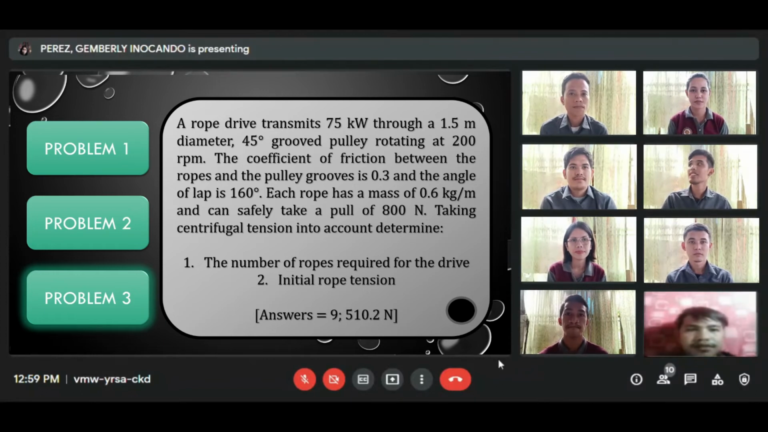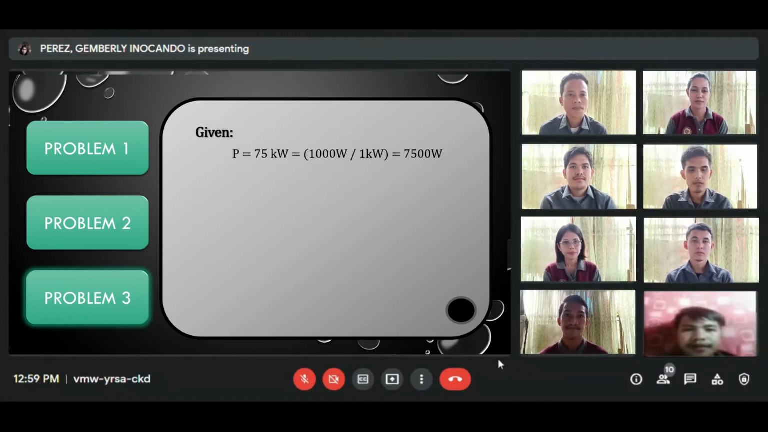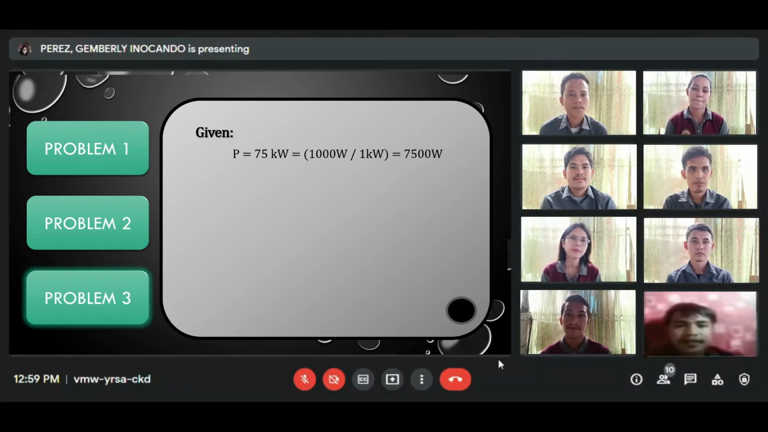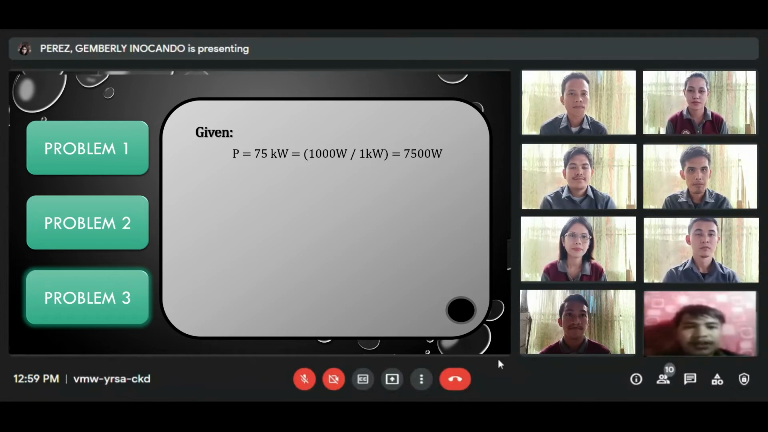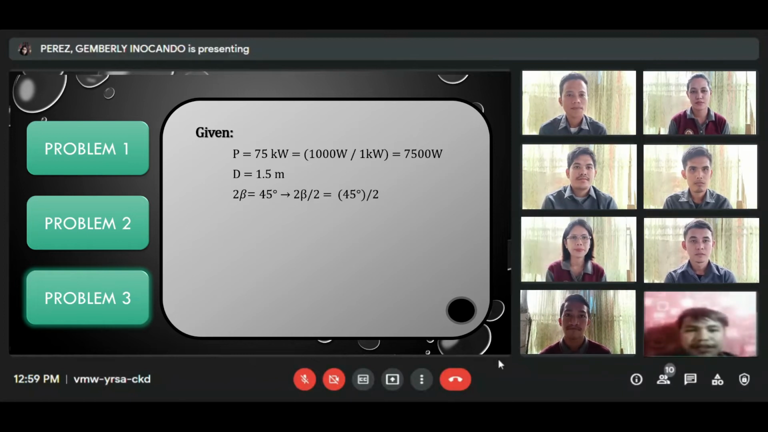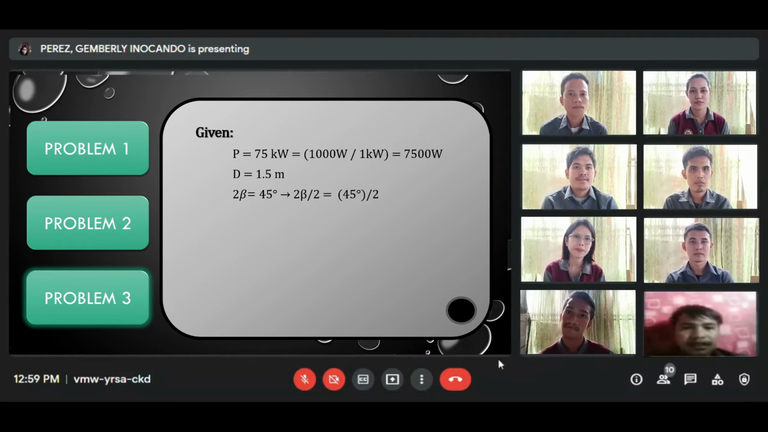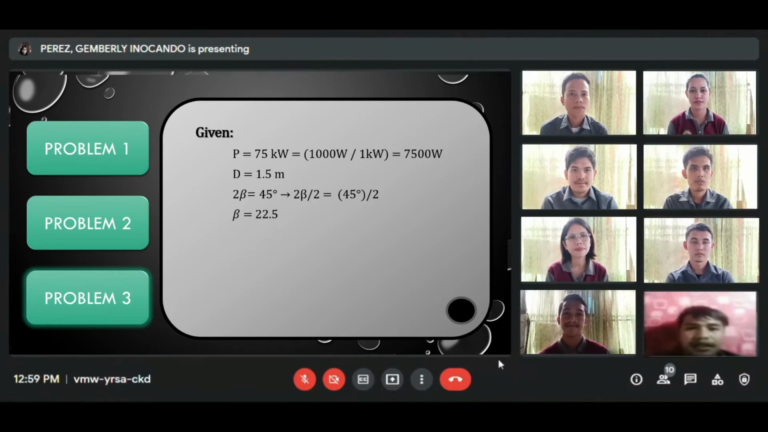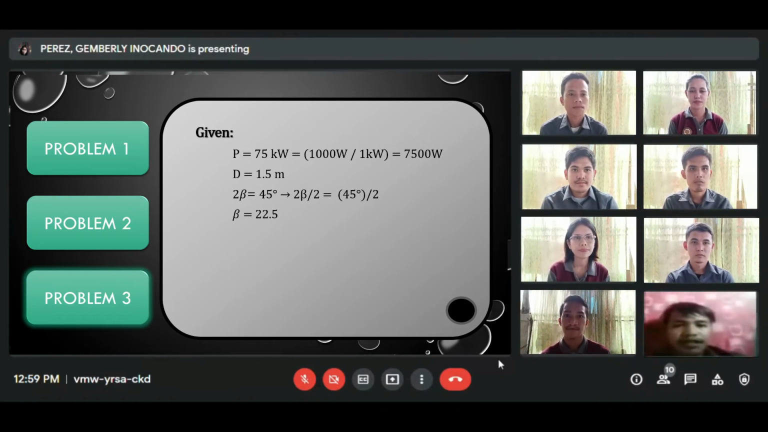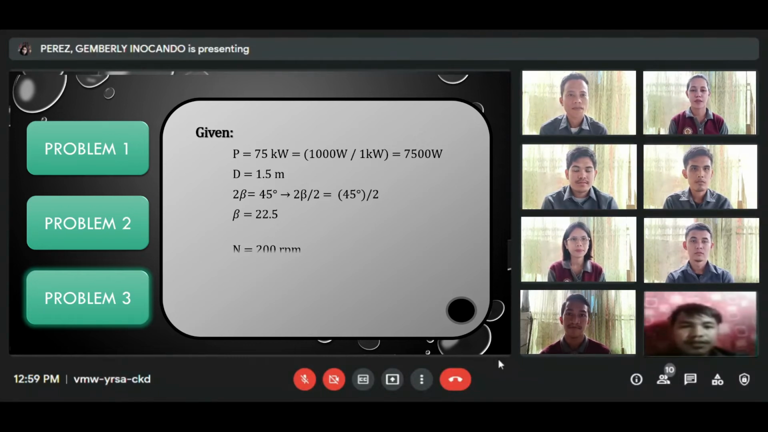Second, initial rope tension. Given P is equal to 75 kilowatt. 75 kilowatt is converted into watt, so 1000 watt over 1 kilowatt. D is equal to 1.5 meter. 2 beta is equal to 45 degrees. Divide by 2 so that the 2 on beta cancels, so beta is 45 degrees over 2, which is 22.5.